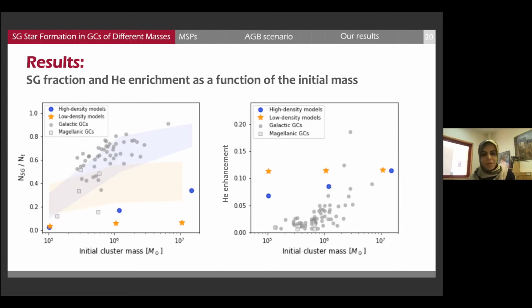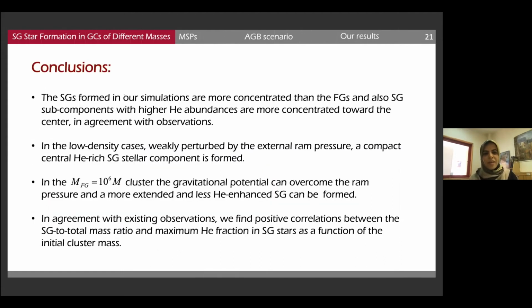I don't know if I have time or not, but here you can see our main conclusion. The second generation stars in our simulation are more concentrated than first generation stars, in agreement with observation. In the low density cases, ram pressure is stronger, and a compact central helium rich second generation stellar component is formed. In the 10 to the 6 solar mass cluster, the gravitational potential can overcome the ram pressure, and a more extended and less helium enhanced second generation can be formed.